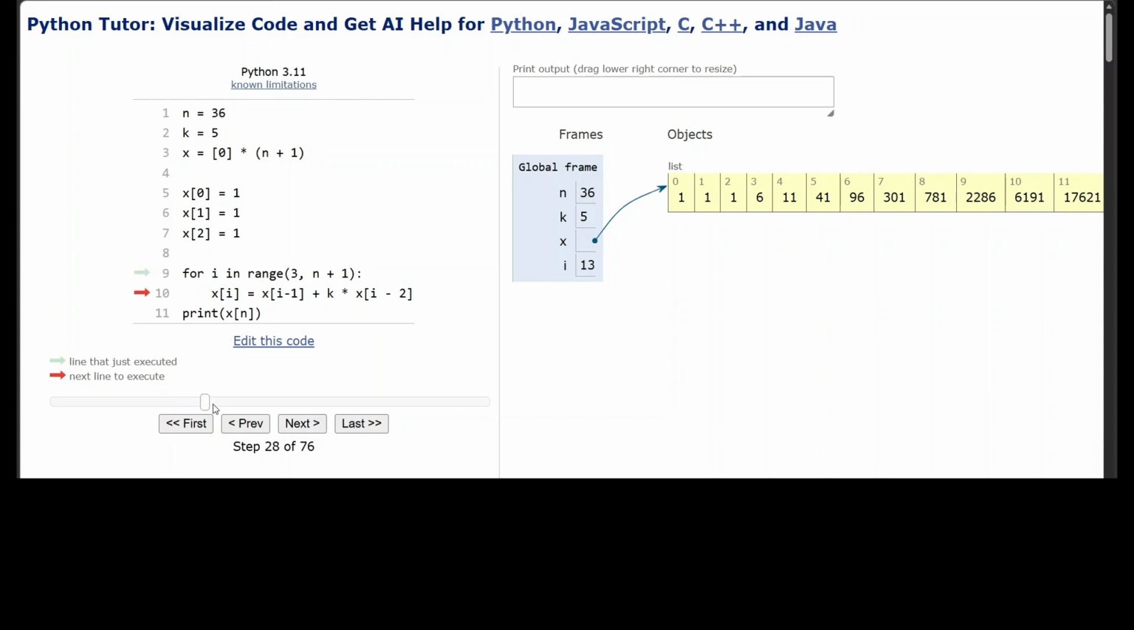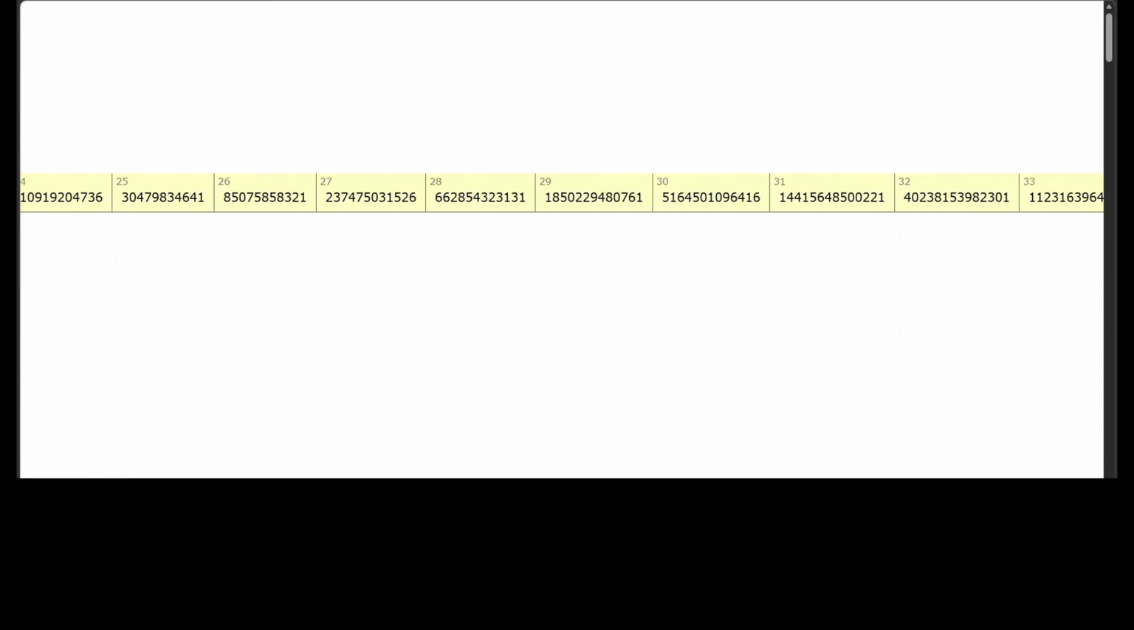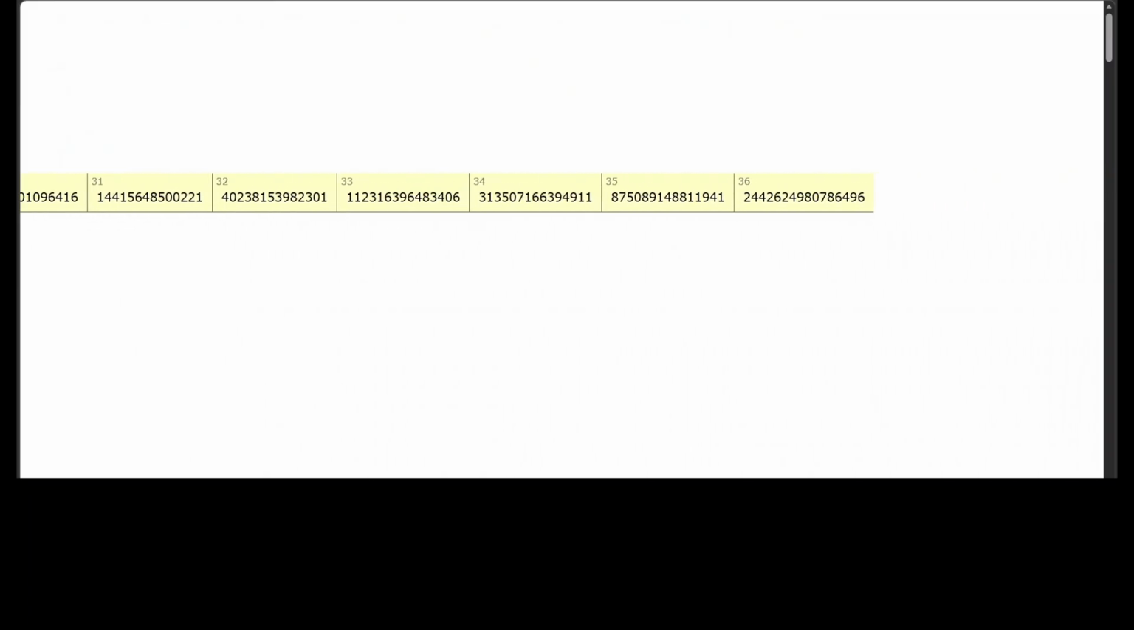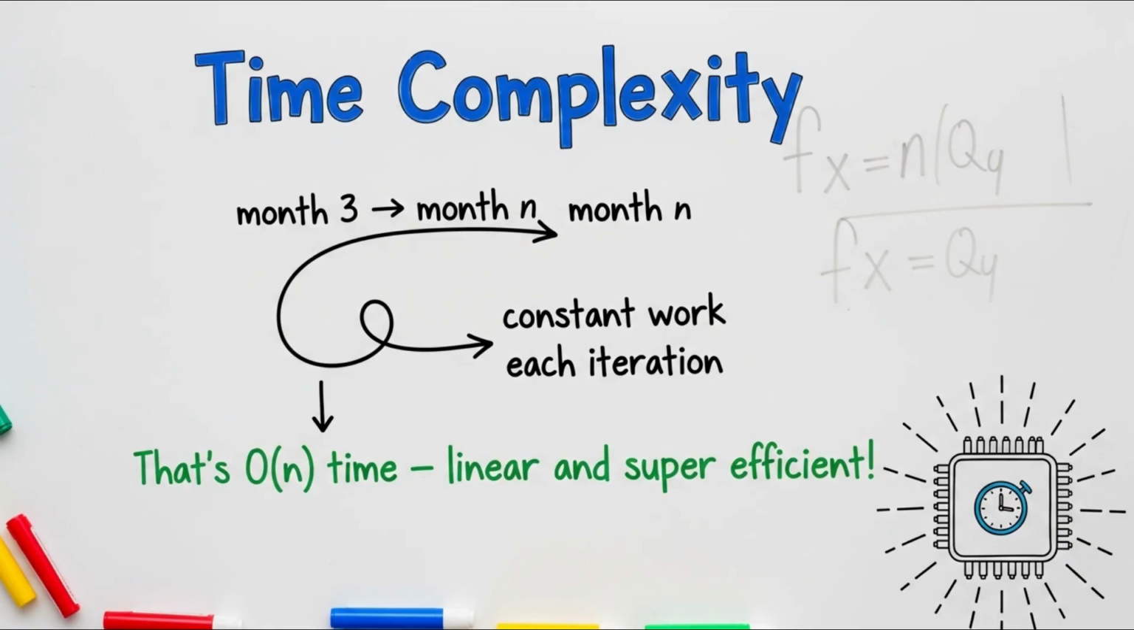X of 35 plus 5 times x of 34 equals 2,442,624,980,786,496 rabbit pairs. That's over 2.4 quadrillion pairs from just 2 rabbits in 3 years. Mind blown. Why this solution is excellent.